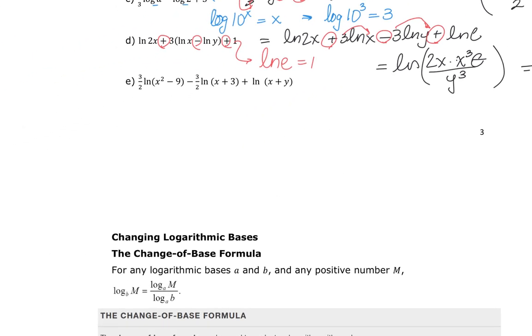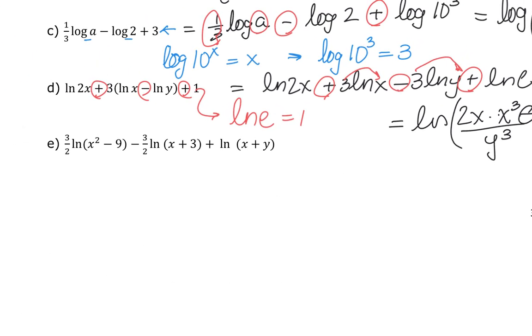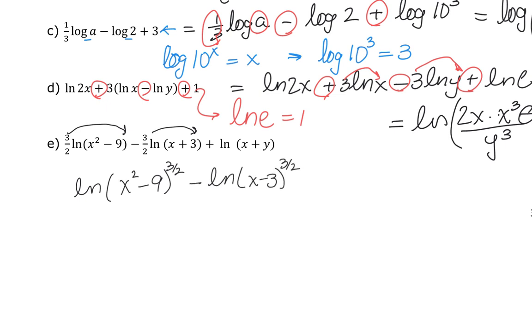Okay. And let's do this last one. This multiplier up front is going to go as an exponent there. The same as this, and that one's okay. And so I'm going to have the natural log of x squared minus 9 raised to the 3/2 minus the natural log of x minus 3 raised to the 3/2 plus the natural log of x plus y.